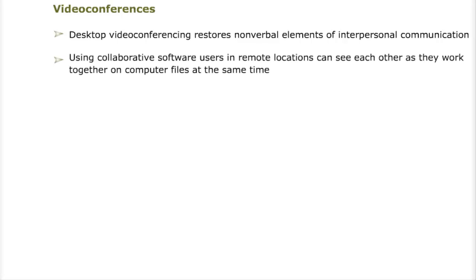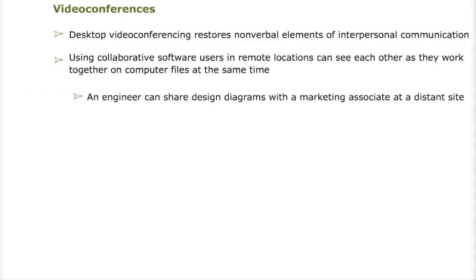Using collaborative software with the desktop technology, users in remote locations can see each other as they work together on computer files, share text files, graphics, and images at the same time. For example, an engineer in one location can share design diagrams with a marketing associate at a distant site, allowing the two to collaborate on the design without traveling.